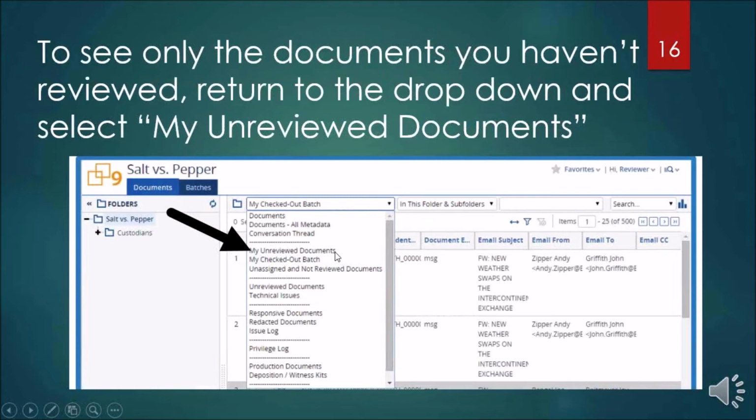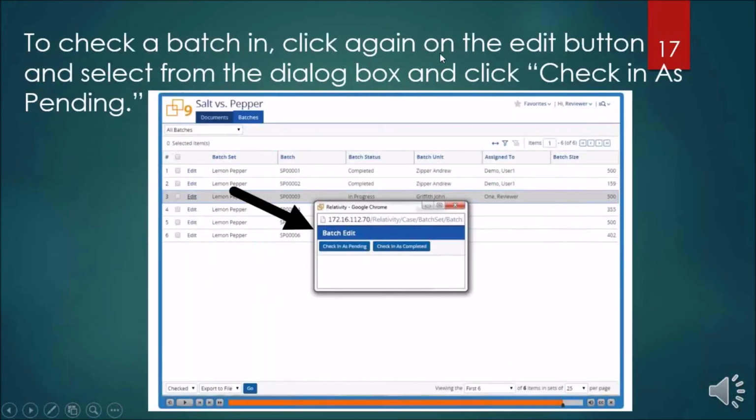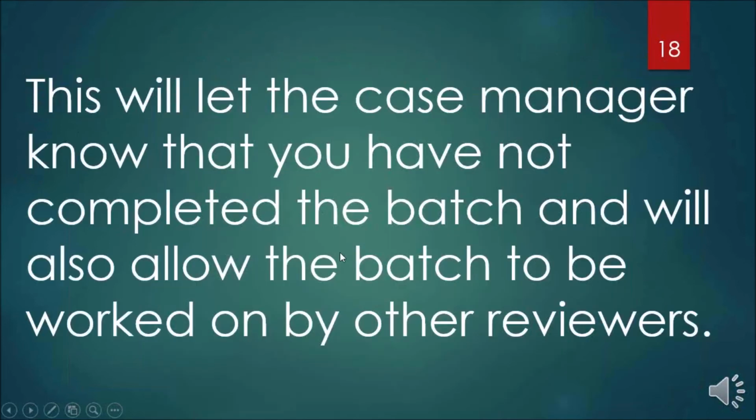To check a batch in, after you've reviewed them, you click again on the Edit button and select from the dialog box and click Check In as Pending. So if you have a bunch of documents you've been looking at, you haven't completed reviewing them and marking them, then you can click on Check In as Pending. So this will let the case manager know that you have not completed the batch and will also allow the batch to be worked on possibly by other reviewers.